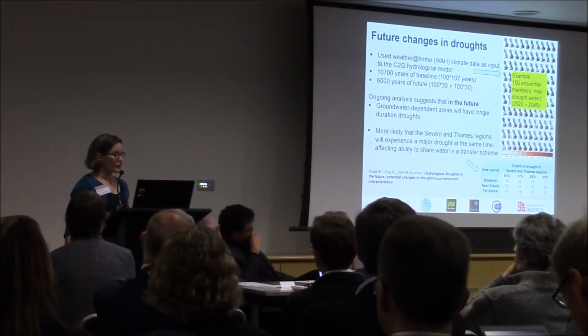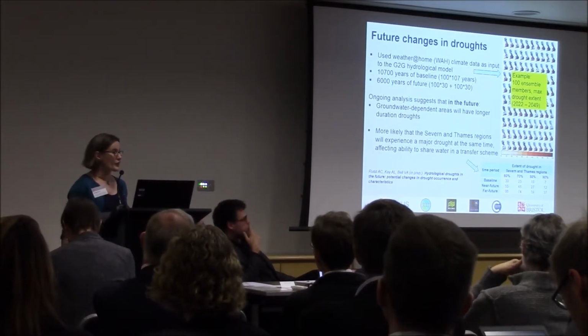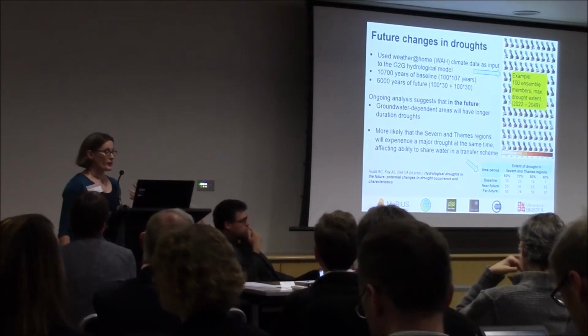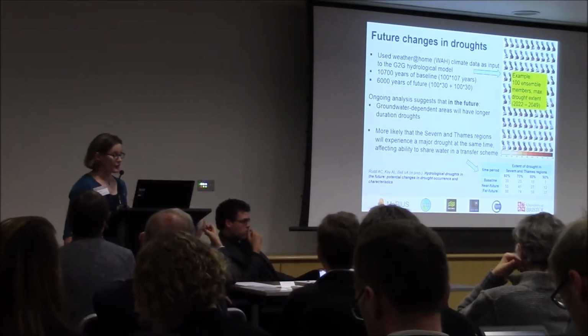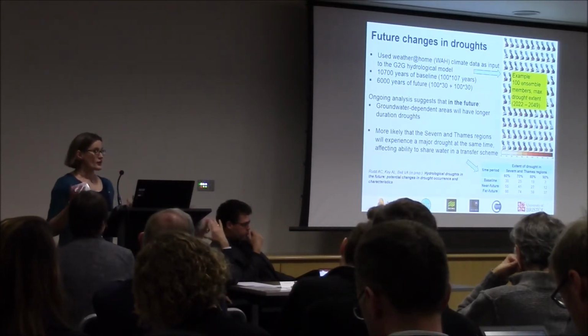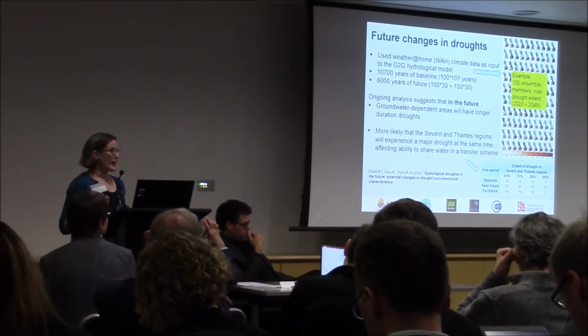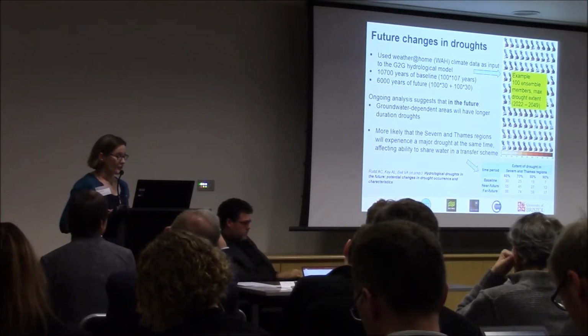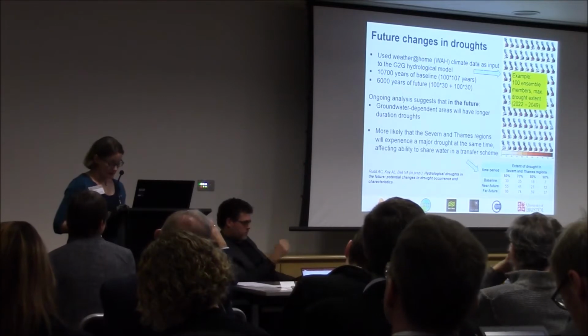Ongoing analysis suggests that in the future, groundwater dependent areas will have longer duration droughts. The work is also providing us an opportunity to look at the likelihood of 2 different regions in the UK having a drought at the same time, which might affect their ability to share water in any transfer schemes.